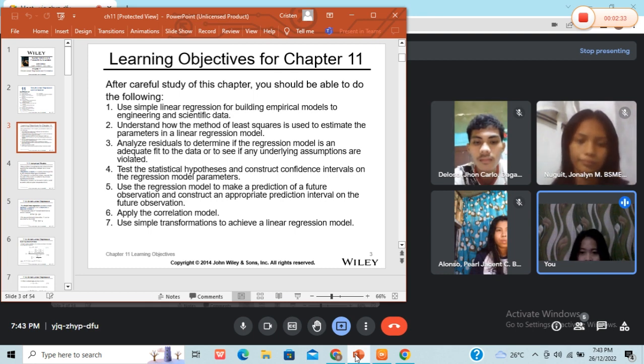4. Test the statistical hypothesis and construct confidence intervals on the regression model parameters. 5. Use the regression model to make a prediction of a future observation and construct an appropriate prediction interval on the future observation. And then 6. Apply the correlation model. And lastly, use simple transformations to achieve a linear regression model.